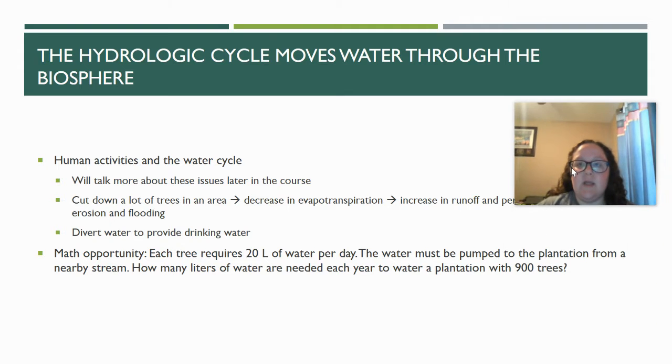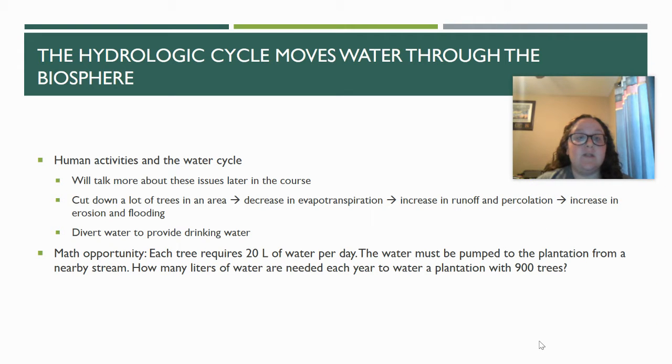Let's take a quick peek at how human activities impact the water cycle. We will talk more about issues relating to water when we talk about aquatic pollution and when we talk about land use. But the general idea here is that when we cut down lots of trees in an area, we have a decrease in evapotranspiration. That will lead to an increase in runoff and percolation, which will also increase erosion and flooding. So areas where large deforestation has occurred are going to be more prone to erosion and also flooding. Humans have also diverted water to provide drinking water for ourselves.